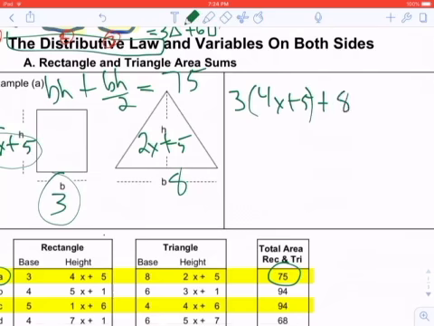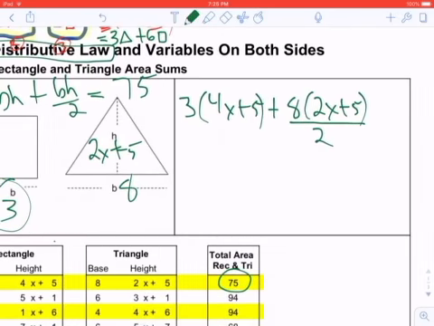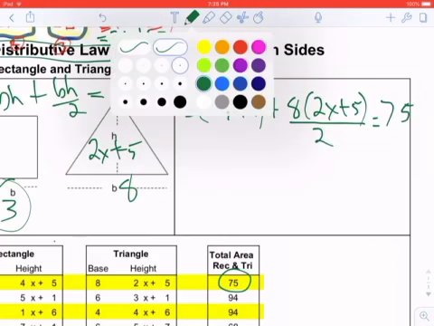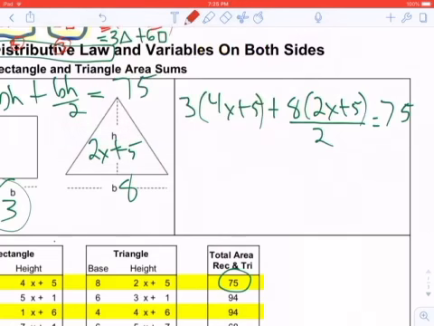8, the base of the triangle, times (2x plus 5). It has to be in a bracket because it represents a single measurement, base times height, all over 2. And then altogether, that's going to work out to 75. All right, is there any math I can do right away? Well, I can look at how many times 2 goes into 8. 2 goes into 8 exactly 4 times.